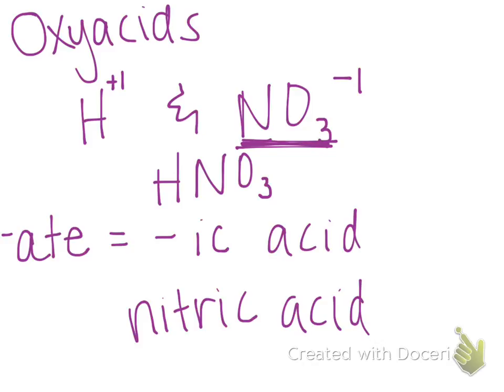Okay, so acid naming has a couple rules that we have to pay attention to and remember. If it ends with just an ic, that means it must come from an ate anion. So that means it must come from nitrate.